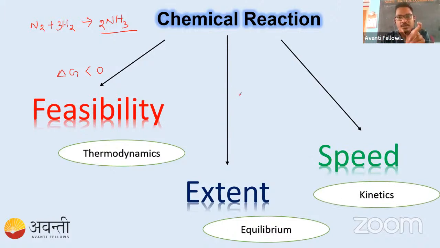Speed means with time, what is the change? If we change the time a little, then within that time interval, what is the change of a particular reactant or product? Here, initially we have taken some concentration of nitrogen and hydrogen. After some time it will produce ammonia, so their concentration will reduce. By measuring the change in concentration with time, we can come to know their speed, at which rate they are reacting. That is what we deal with in this chapter, called chemical kinetics.